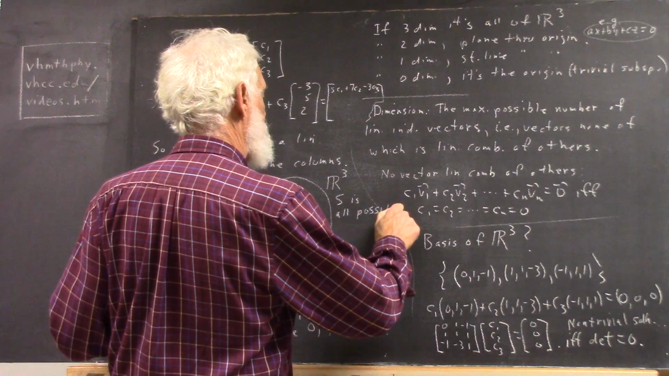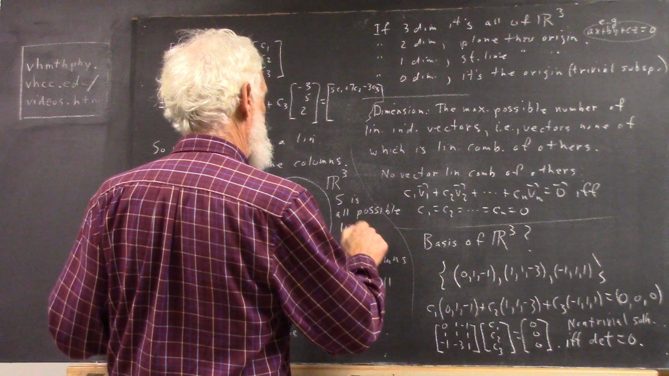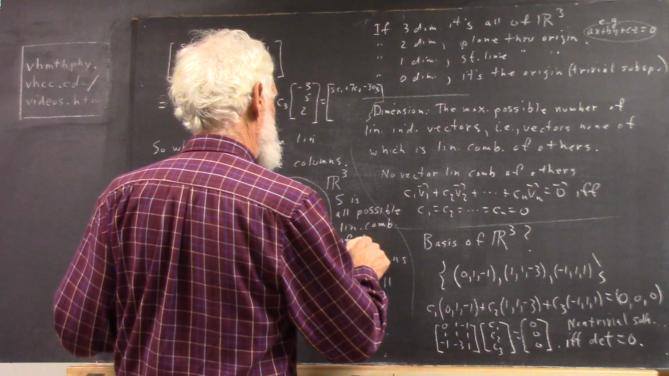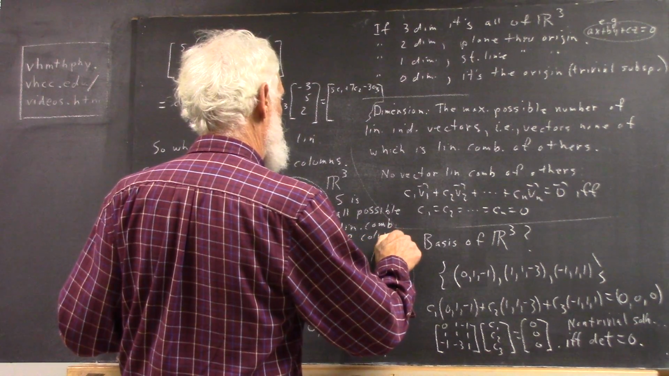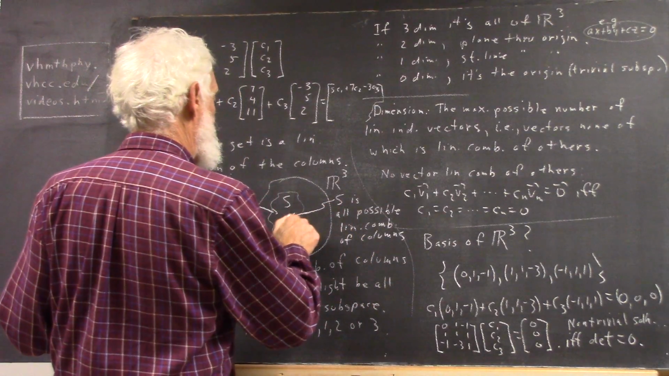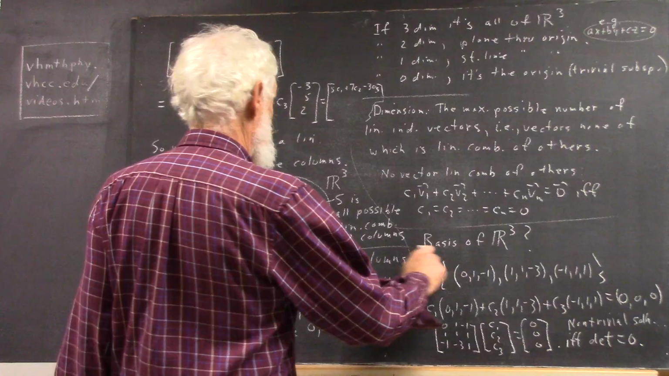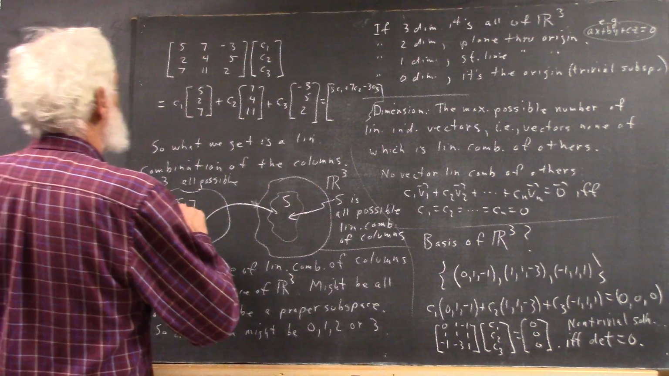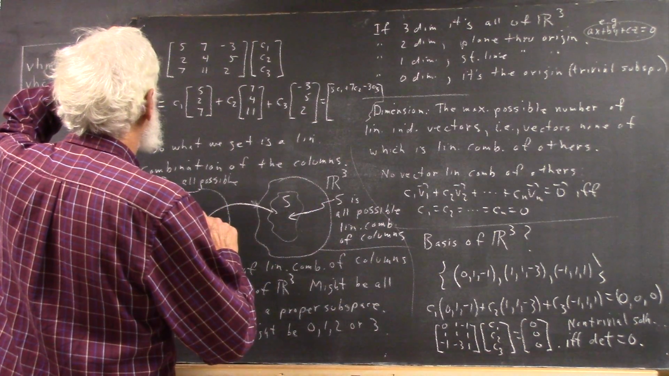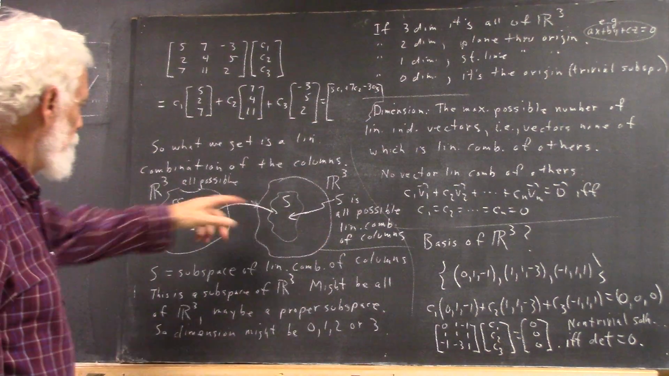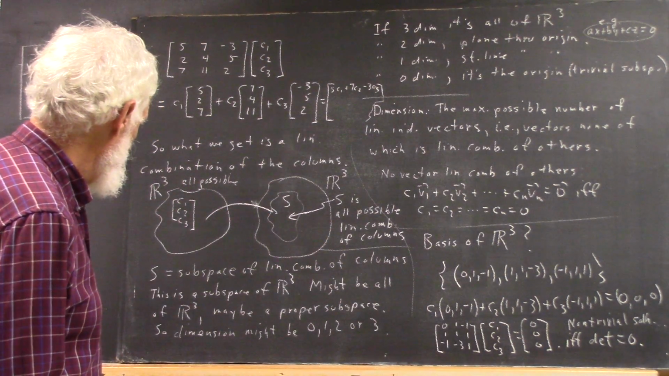all possible linear combinations of the columns of the matrix that we're multiplying by. So yeah, there's more we can do, but that's the idea I want to get across.